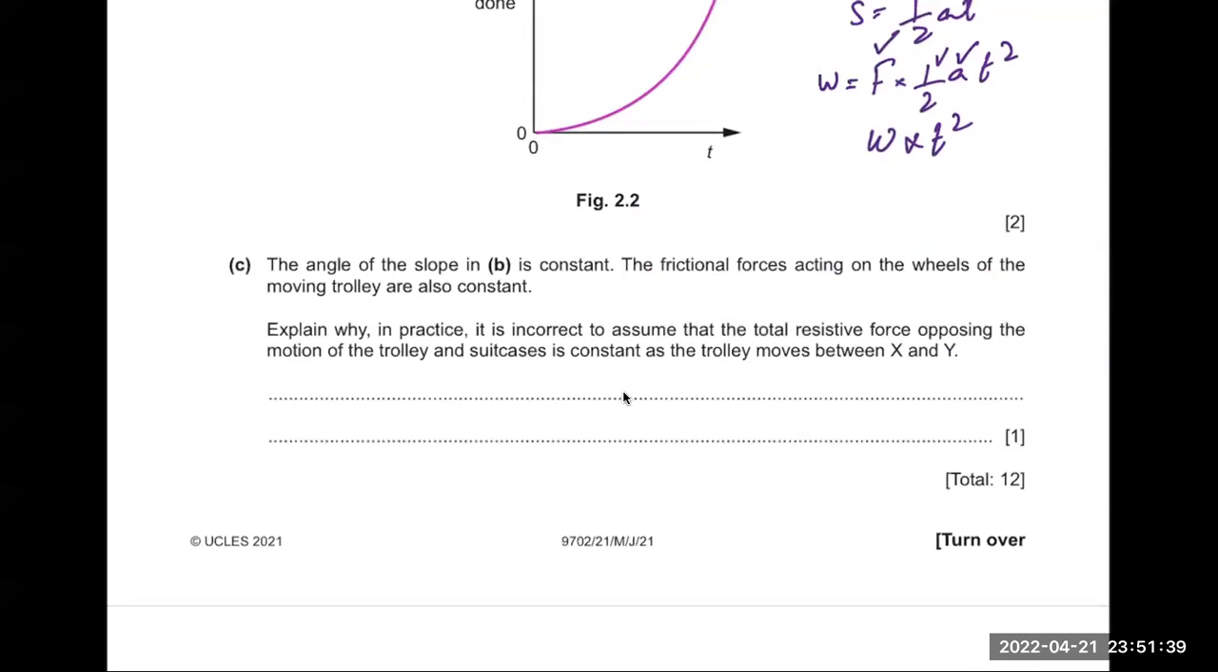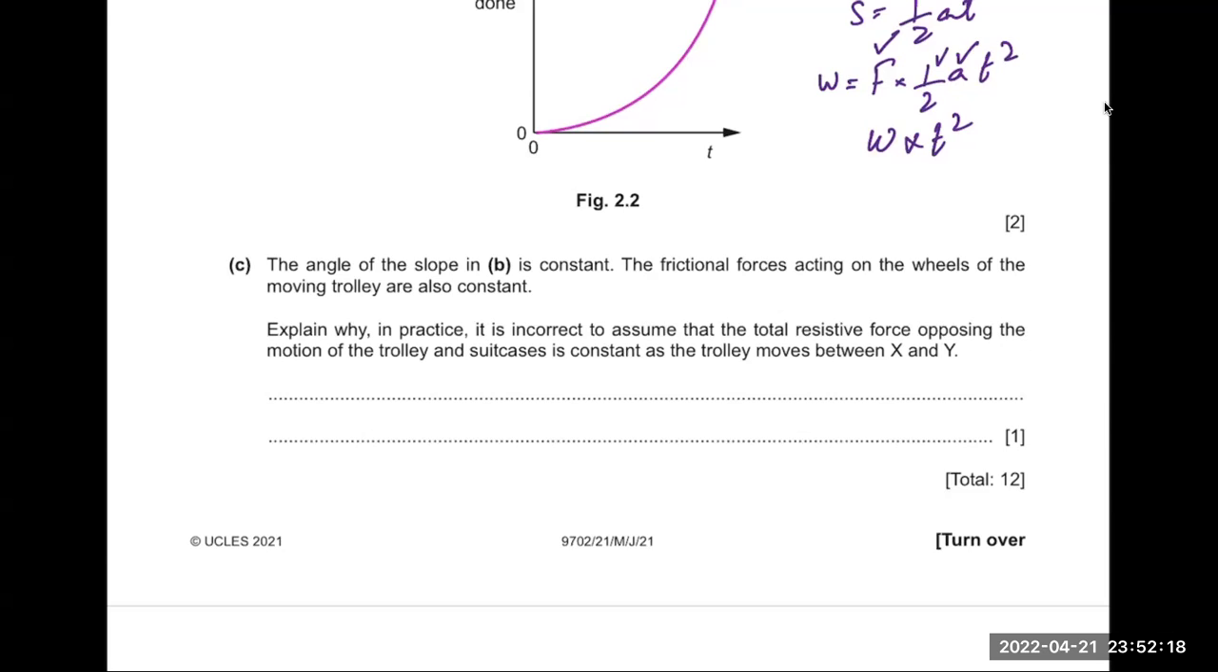Part C says the angle of the slope in B is constant. The frictional forces acting on the wheels of the moving trolley are also constant. Explain why in practice it is incorrect to assume that the total resistive force opposing the motion of the trolley in the suitcase is constant as the trolley moves from X to Y. If the frictional force is constant, if the angle is constant, why is it that the total opposing force will not be constant? The reason behind that is when you talk about opposing force, friction is not the only force that opposes motion. Friction between the wheels in this case is not the only force that opposes motion.